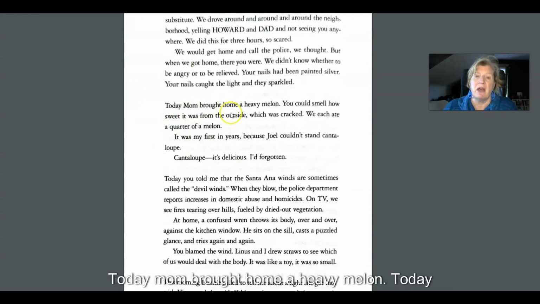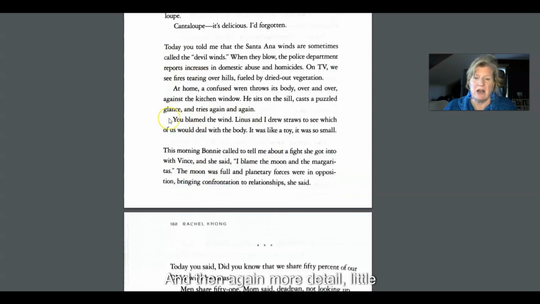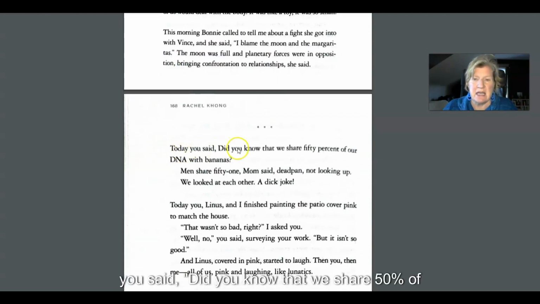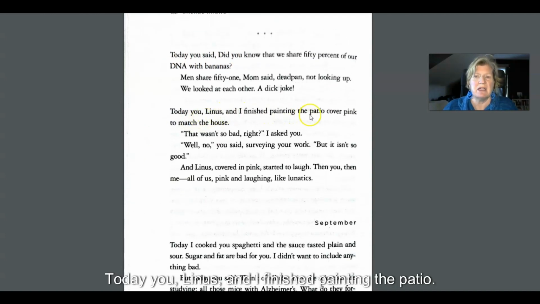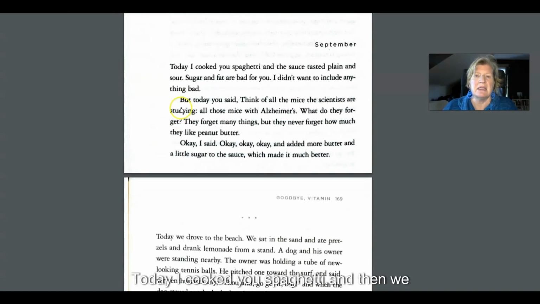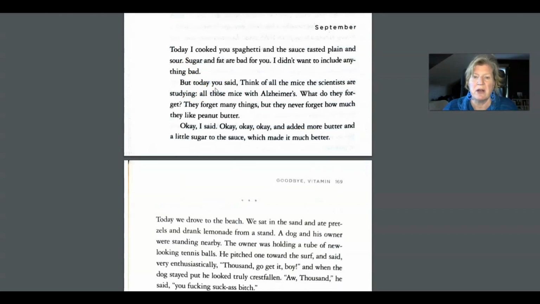Today Mom brought home a heavy melon. Today you told me that the Santa Ana winds... And then again, more detail, little explanation. Today you said, did you know that we share 50% of our DNA with bananas? Today you, Linus, and I finished painting the patio. Today I cooked you spaghetti. And then we have, but today you said. So see how she's using this repeated word.